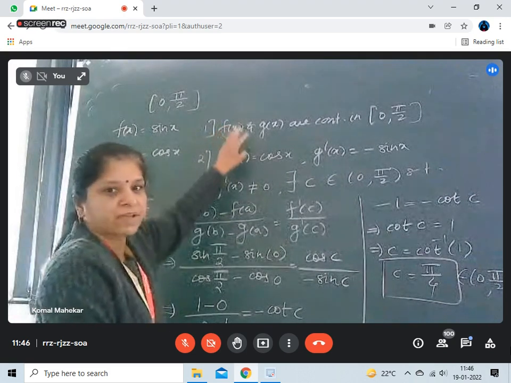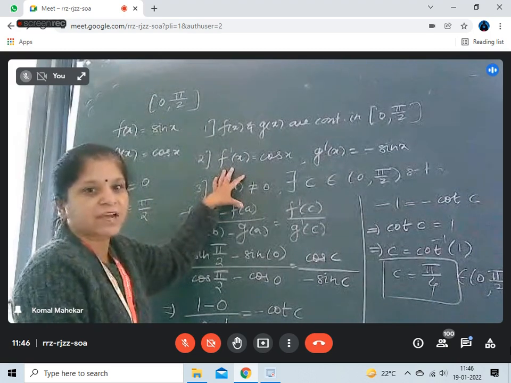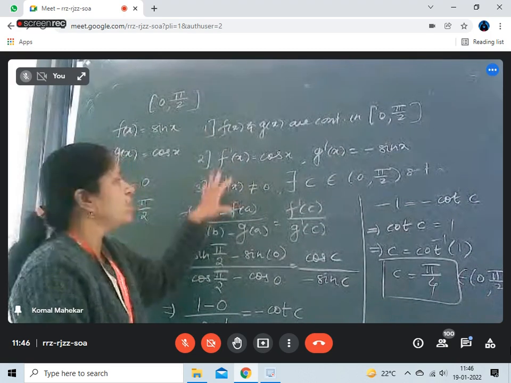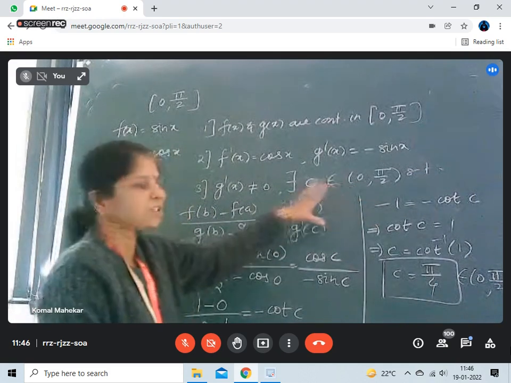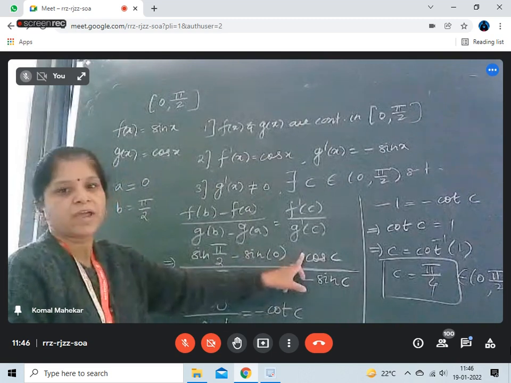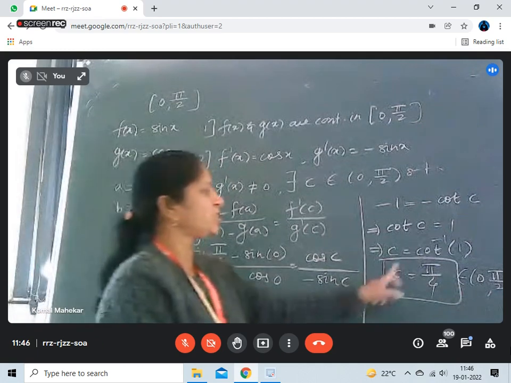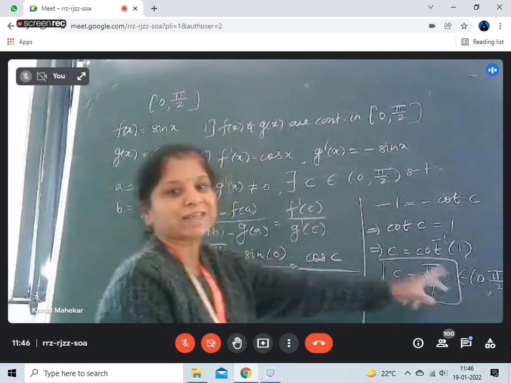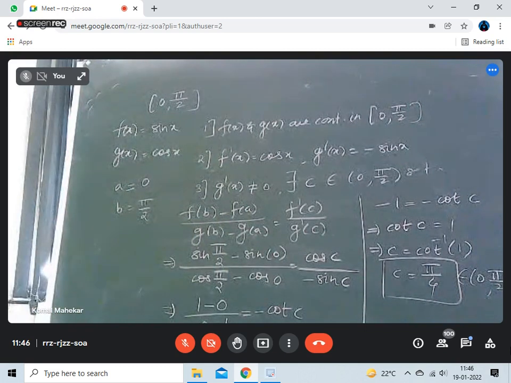Functions are continuous, functions are differentiable. Third condition, derivative of the second function is not equal to 0. Then there exists a point c in the open interval 0 to pi by 2 such that (f(b) minus f(a)) upon (g(b) minus g(a)) is equal to f dash c upon g dash c. Simplify this, we will get the value of c as pi by 4, which lies in the interval 0 to pi by 2. Therefore, Cauchy's mean value theorem is verified here.